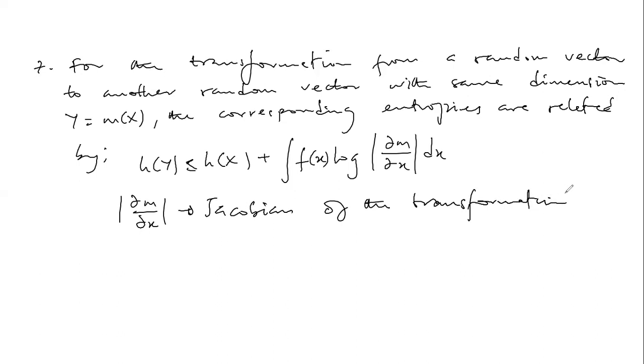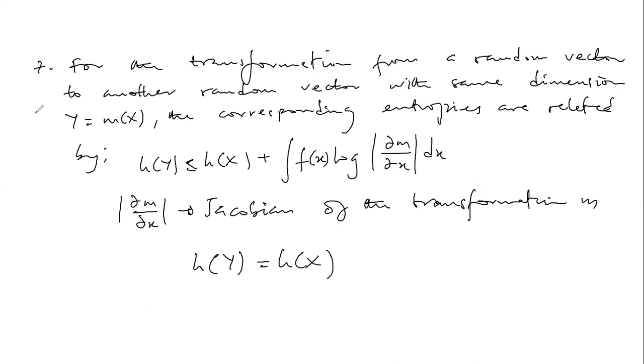So here you observe that we have the inequality. That inequality becomes equality if the transform is a bijection. And when M is a rigid rotation, translation, or combination thereof, then the Jacobian determinant is always unity. And then H of Y will be the same as H of X, okay?